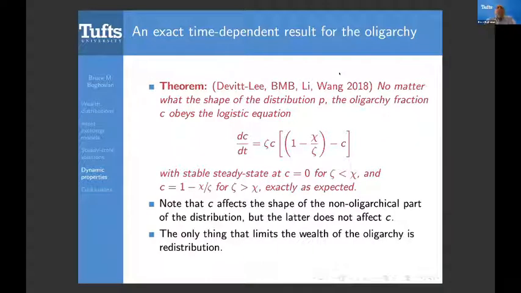Finally, some time-dependent results. One of them is that the fraction of wealth held by the oligarchy obeys, and again, this is an exact result independent of the initial conditions of the distribution, a logistic equation. And this undergoes a transcritical bifurcation when zeta over chi passes through 1. It goes from an equilibrium state of 0% of the wealth held by the oligarchy to 1 minus chi over zeta % of the wealth held by the oligarchy.